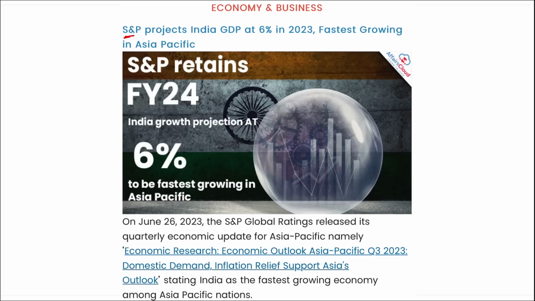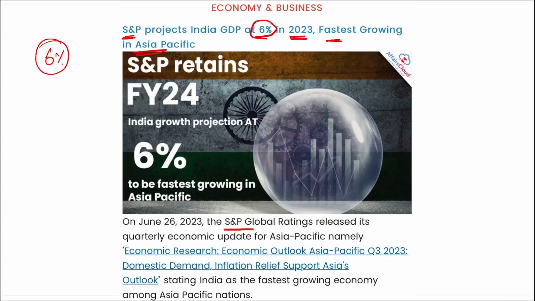Next, S&P projects India's GDP at 6% in 2023. That is one of the fastest growing in the Asia Pacific region. When there are layoffs going on all around the world, when we are seeing that countries' GDP is in negative, they are about to face recession and many of them are already in recession. In that scenario, India is growing by almost 6% and many other organizations are also projecting that India will be growing by almost 6% in 2023.